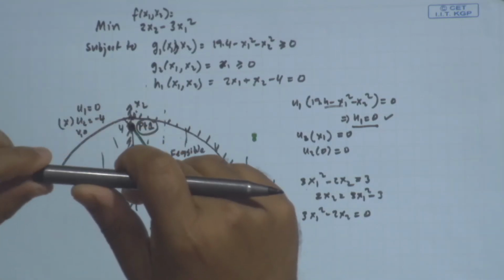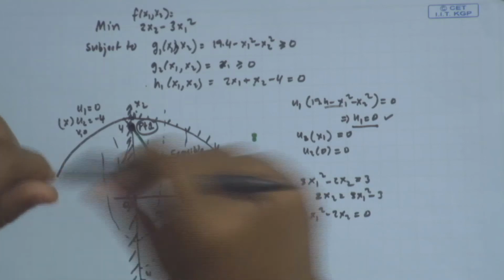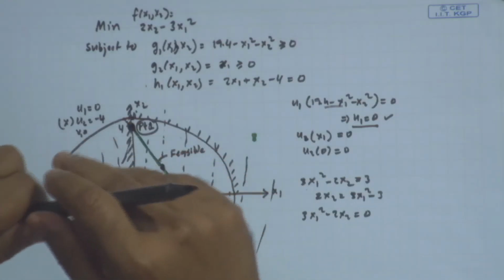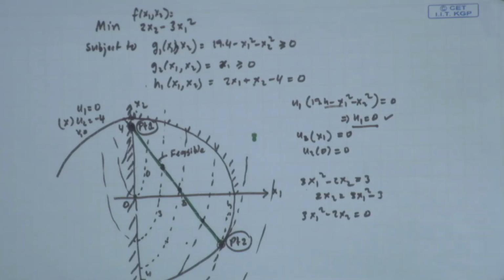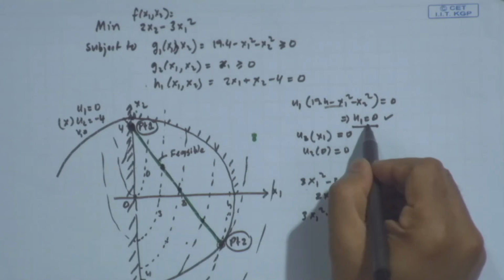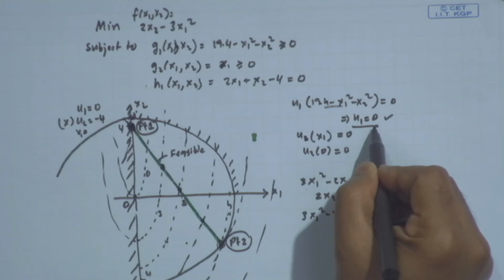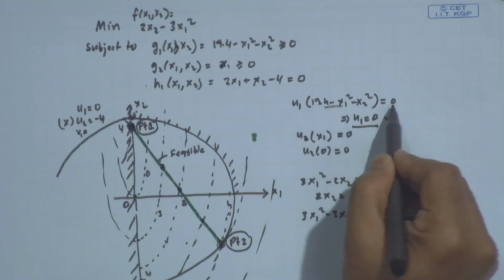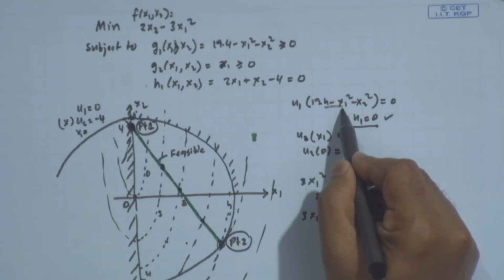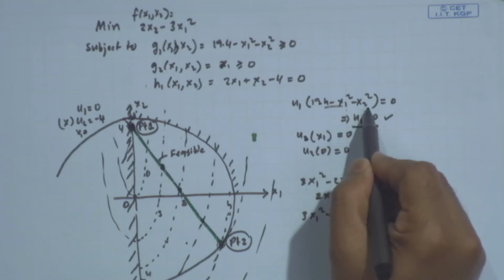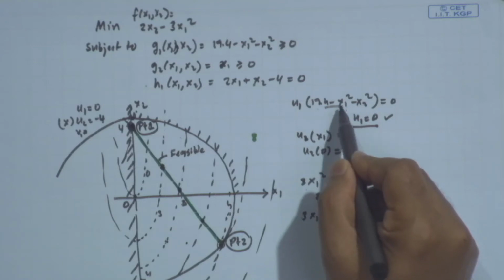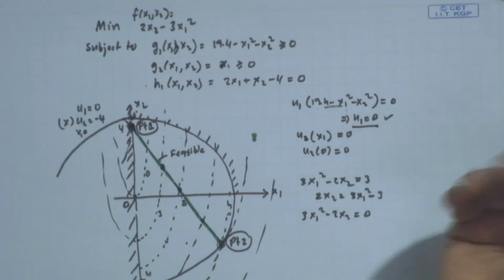But how do we find out these U1s and U2s? All the conditions that are given, you should be able to find out. The complementary conditions are the first thing you have to check. For example, as I showed you on the first problem, the complementary conditions tell me U1 is to be 0, because U1 times this should be 0. At this point, x1 is 4, x2 is 0. So 19.4 minus 16, which is 3.4. So 3.4 times U1 is 0, so U1 has to be 0. So that's how you get U1.